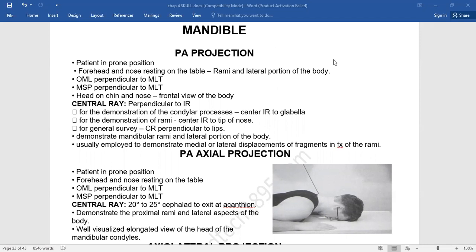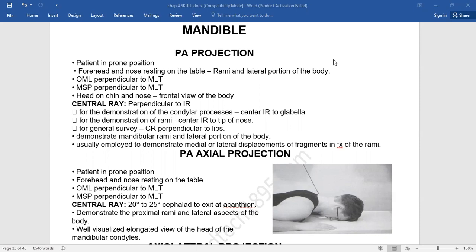So central ray is perpendicular to the IR. So the same thing, head is rested on chin and nose. And this is for the demonstration of the condylar processes ng ating mandible. So, sa central ray naman, perpendicular na siya sa IR again, para clear tayo. If we want to demonstrate the condylar processes of the mandible, so the central ray is perpendicular sa glabella.